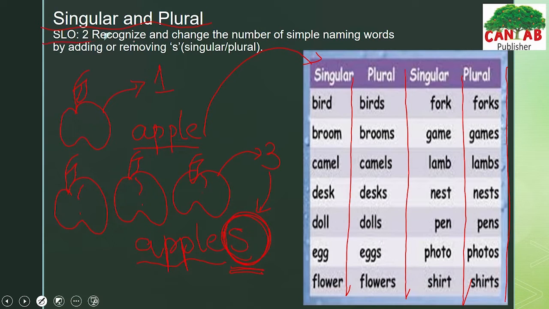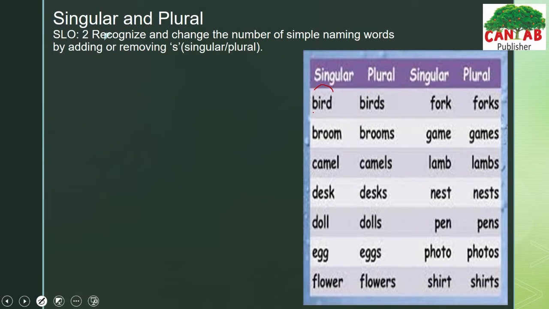If you look at the SLO once again, it says by adding or removing S. When there is one object, one person, one thing, it is written without an S. But when there are more than one, please remember, more than one, they are written by adding an S at the end of the word. So let's have a look at this poster.